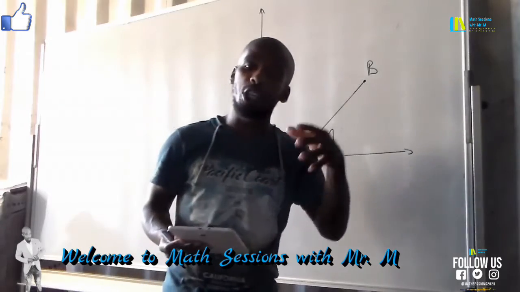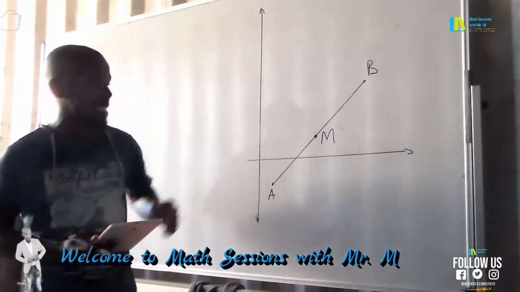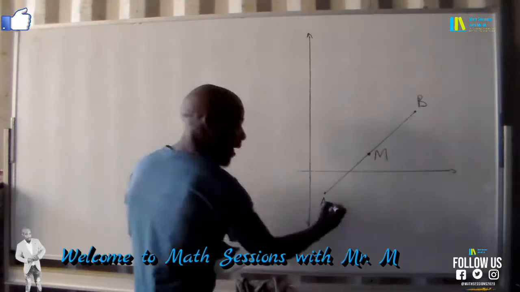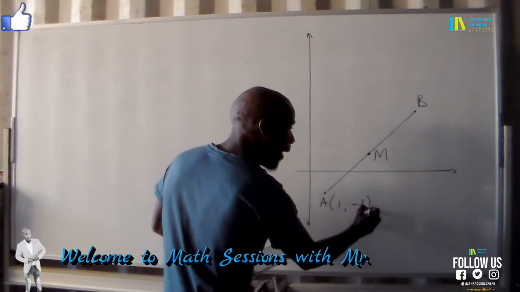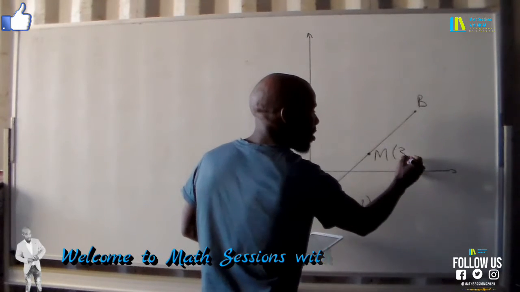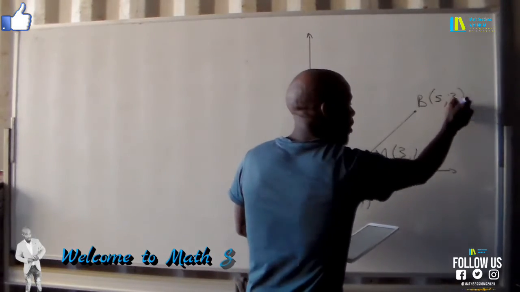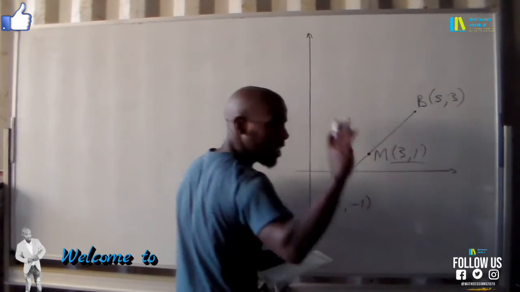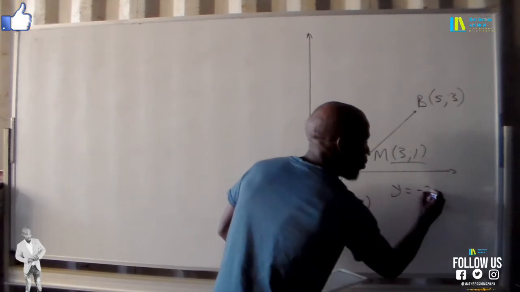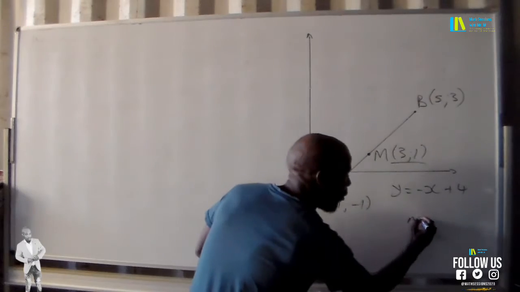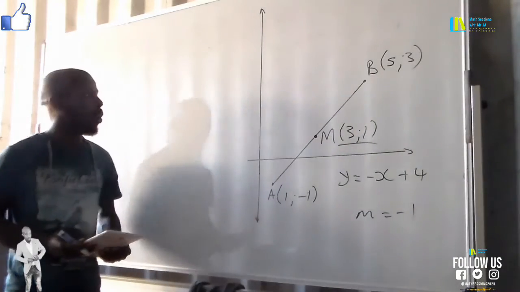So now I want us to continue on this one, and we take it a little bit further down. We have point A as 1 and -1, our midpoint as 3 and 1, and B as 5 and 3. So we basically found 3 things the last time. We found the equation of the line, which is y is equal to -x plus 4, we found our gradient to be -1, and we found our midpoint, which is 3 and 1.